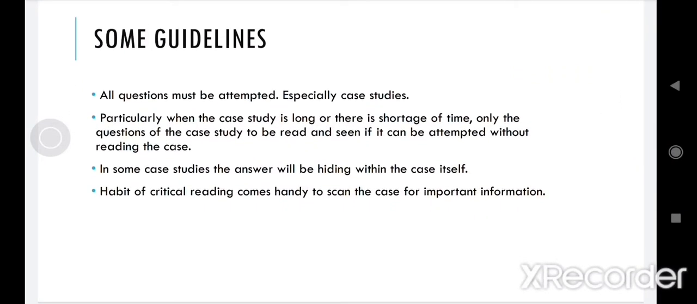All the questions must be attempted, especially case studies. This is a general rule. You'll have to always remember that, particularly when the case study is long.